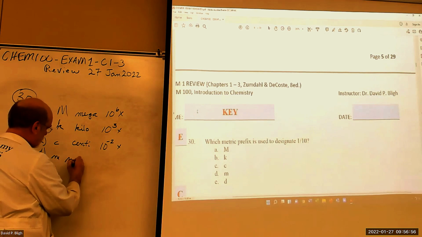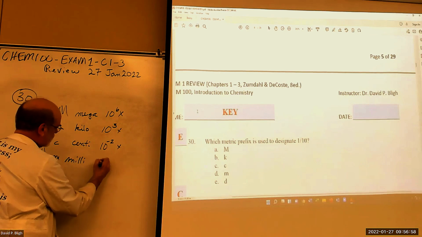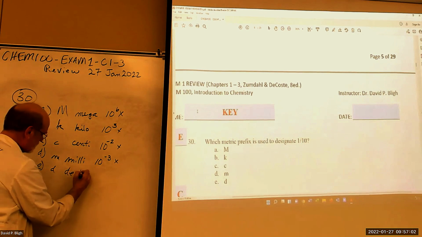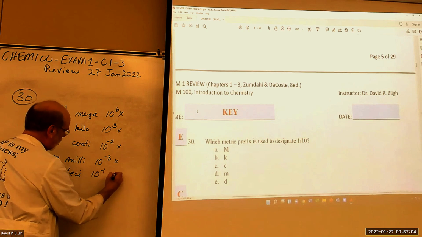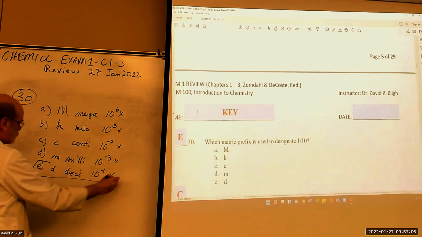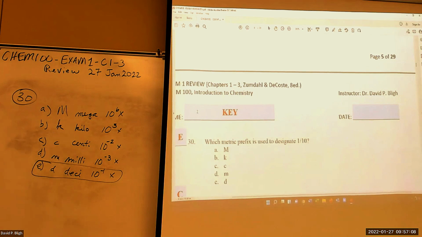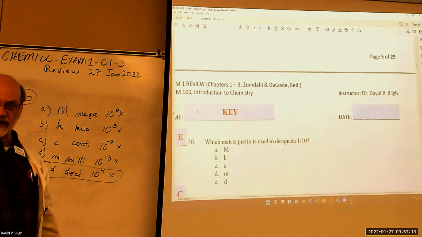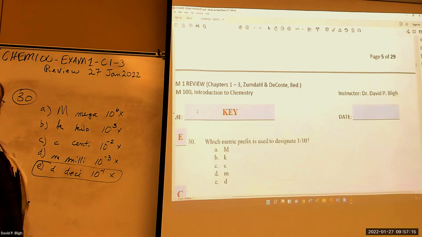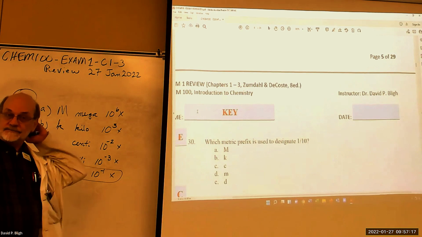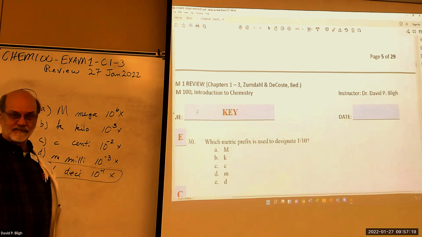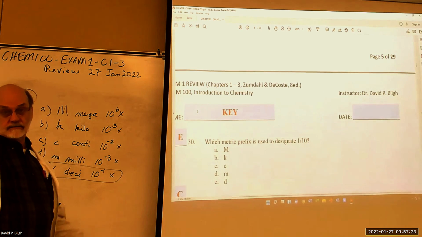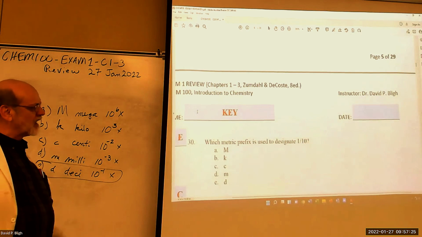This one's milli, 10 to the minus 3. This one is deci, 10 to the minus 1. 1/10 designates 1/10 of the base unit. So a decimeter would be 1/10 of a meter, or a deciliter would be 1/10 of a liter. It's not used very often.